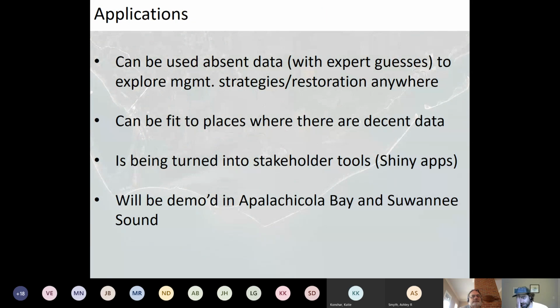So the applications for this is it can be used absent data just as is. You can plug in guesses if you want to explore management strategy evaluations.